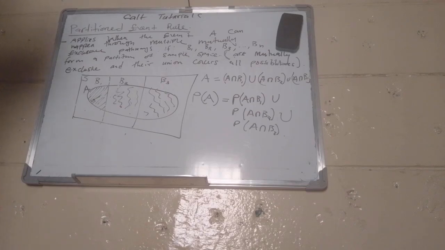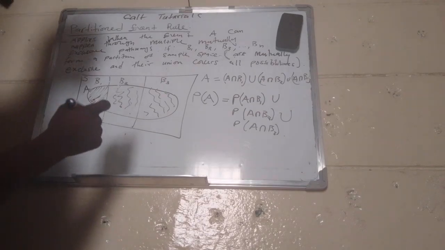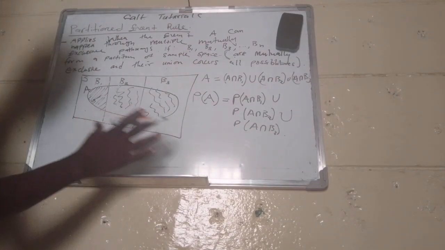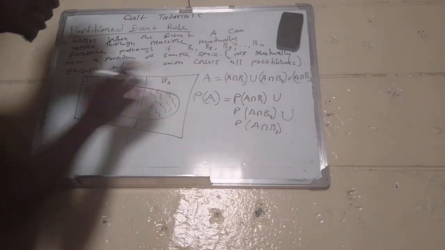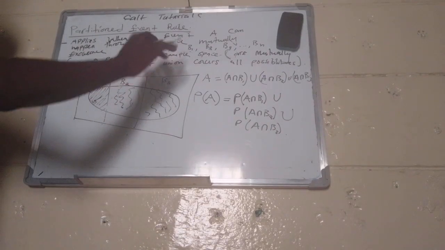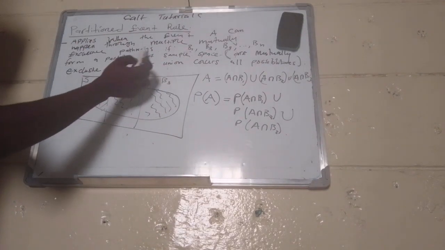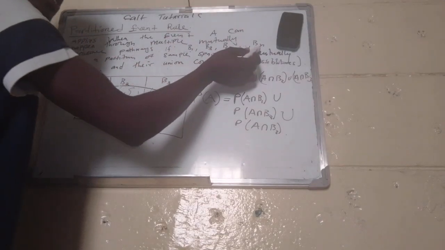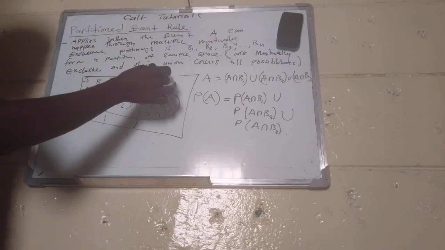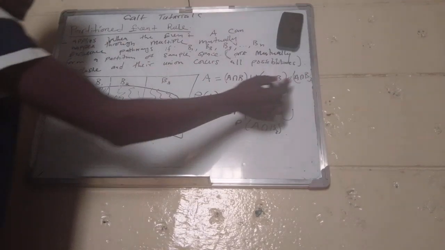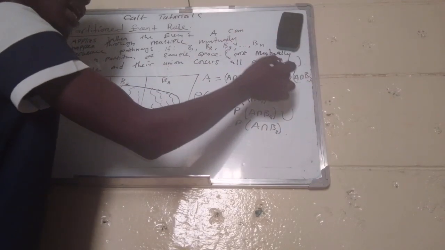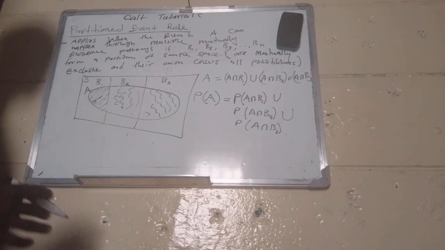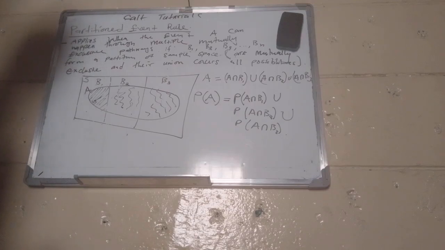Now, here I'm just using an example with 3 partitions, but in the definition, A is happening through multiple mutually exclusive paths, B1 up to Bn. In this case, the last partition is B3, so I end there. But if I considered up to Bn, it would be the union up to A intersection Bn. I'm sure we're able to relate to that.